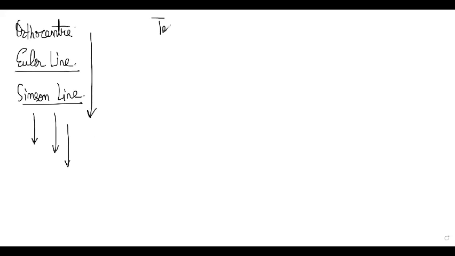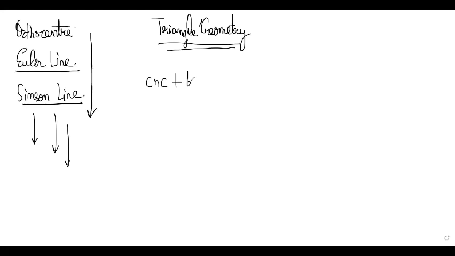This class is about triangle geometry. I'm not going to do Pappus's theorem and stuff here. Triangle geometry and inversion and all, I'll not do right now. It is not geometry, it's triangle geometry. The formula of Stewart's theorem is this: CNC plus BMB is DAD plus MAN.